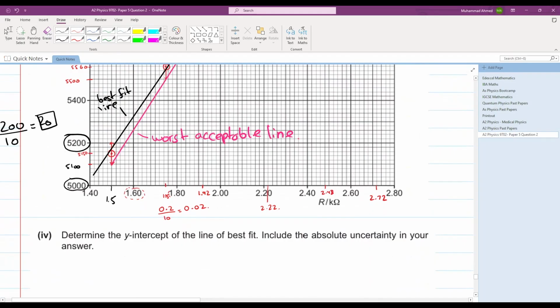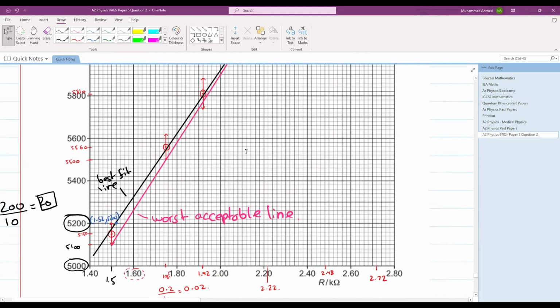I will prefer taking this one. This one is clearly marked. Also, whenever you are taking points for the gradient, tell the examiner what these points are. This is 1.52 in the x-axis and this is 5200 in the y-axis.